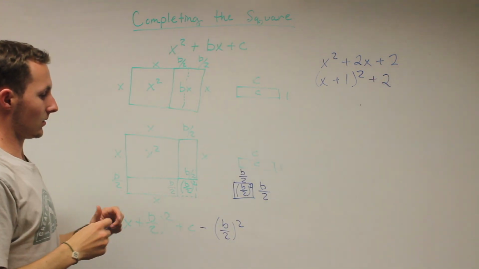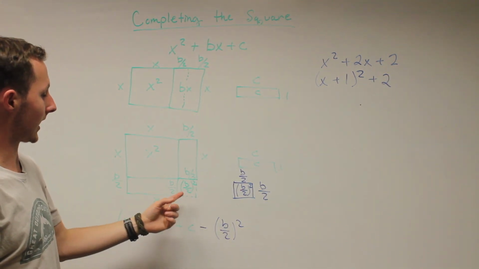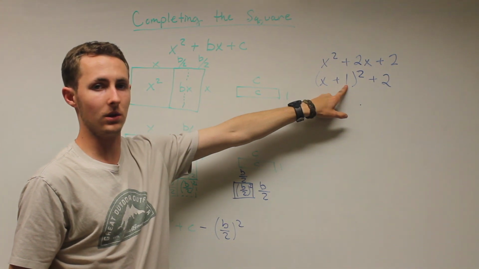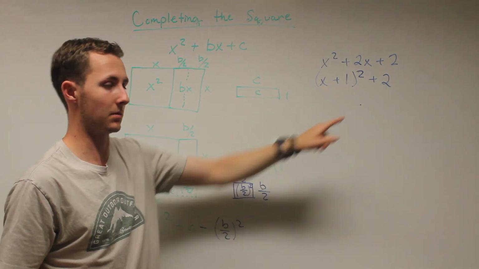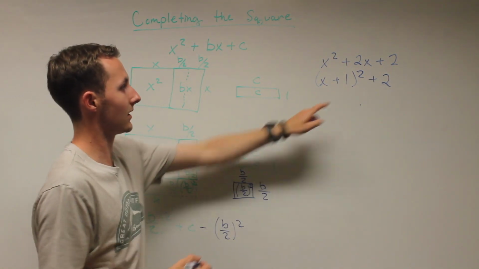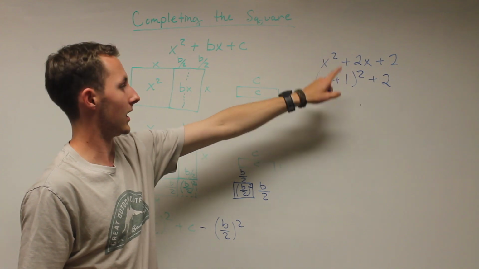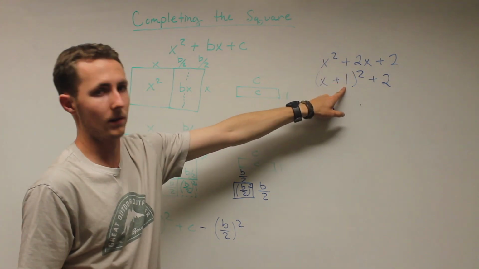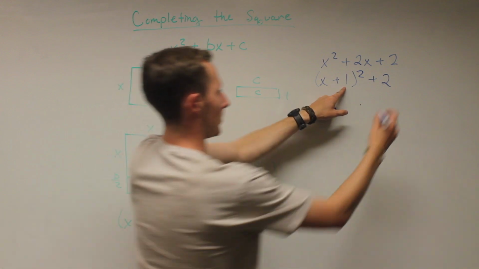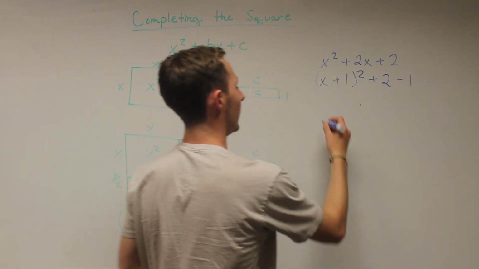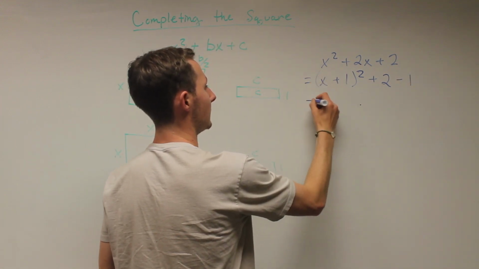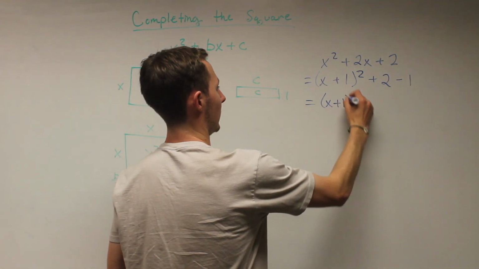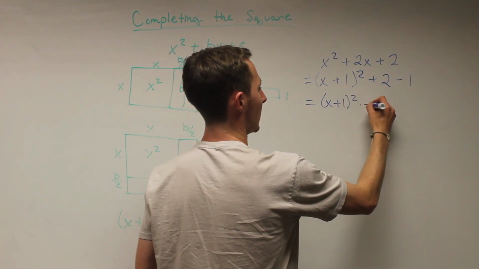And then we just added in an extra b over 2 into the area, b over 2 squared to be exact. So we need to subtract this b over 2 squared, and 2 over 2 was 1, and 1 squared is 1. So we're just going to subtract 1, and that would equal x plus 1 squared plus 1.